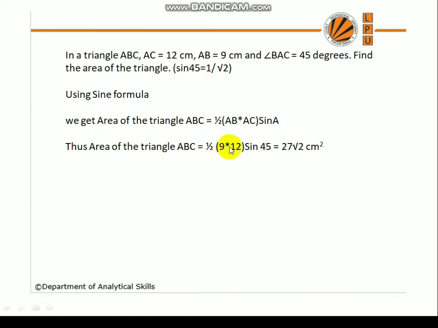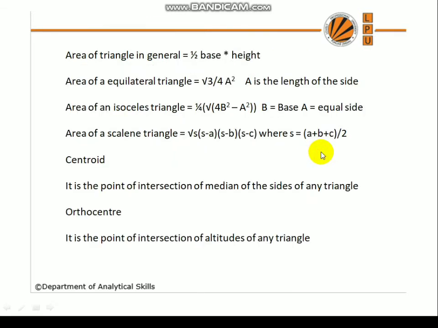So 1 by 2 into 9 into 12. So 2 and 12 are cancelled, 6 times 9 is 54. 54 divided by root 2 is nothing but 27 into root 2. So the final area of the triangle is 27 root 2 centimeter square. Next problem.